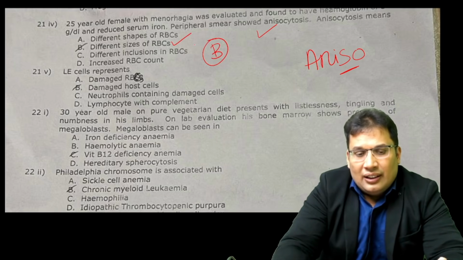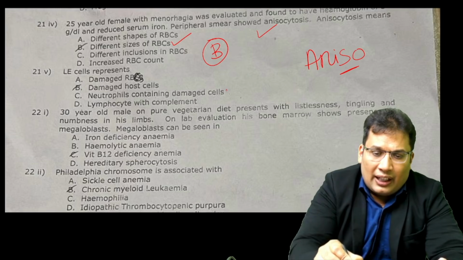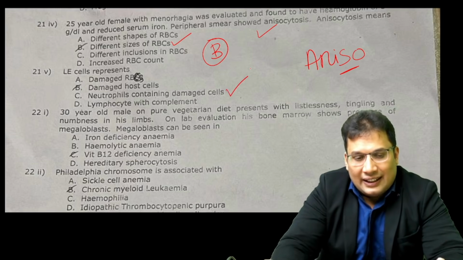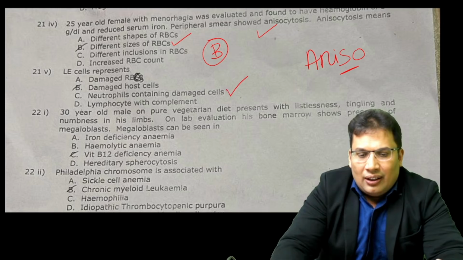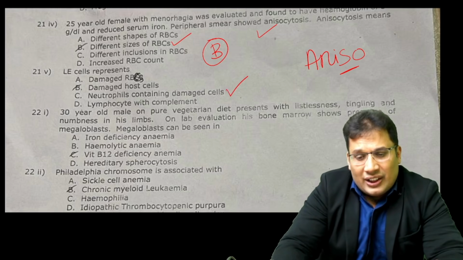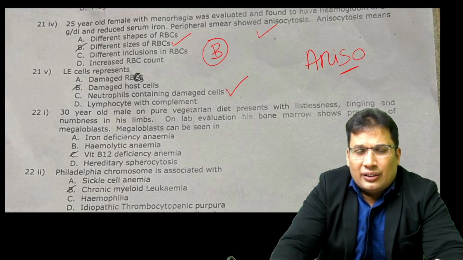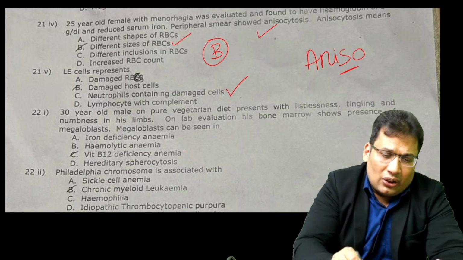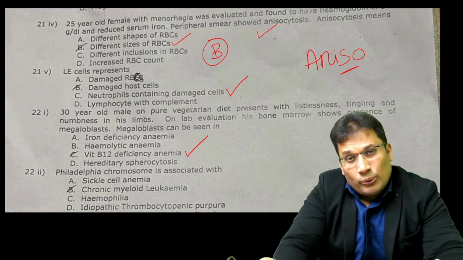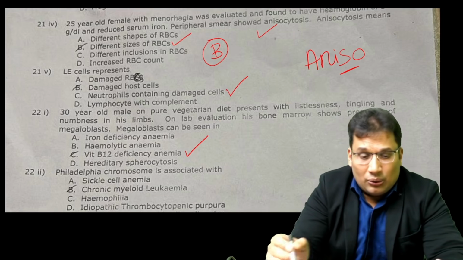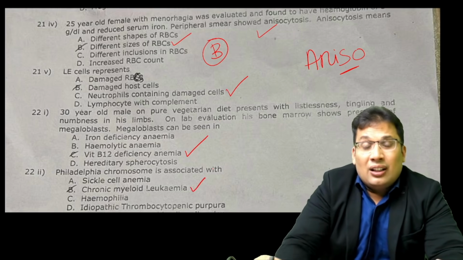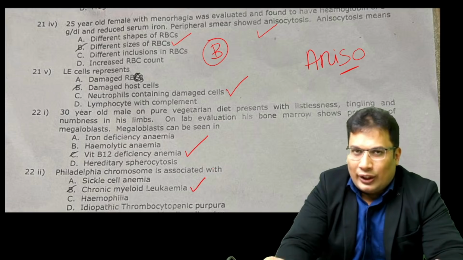LE cell. What is an LE cell? An LE cell is a neutrophil containing damaged cells. It can be seen in SLE. Next, a 30-year-old male, pure vegetarian. Whenever the words pure vegetarian come, with restlessness, tingling, numbness sensation, there will be vitamin B12 deficiency, no doubt in that. Philadelphia chromosome, remember this is a very common MCQ, that is chronic myeloid leukemia, the 9;22 translocation.